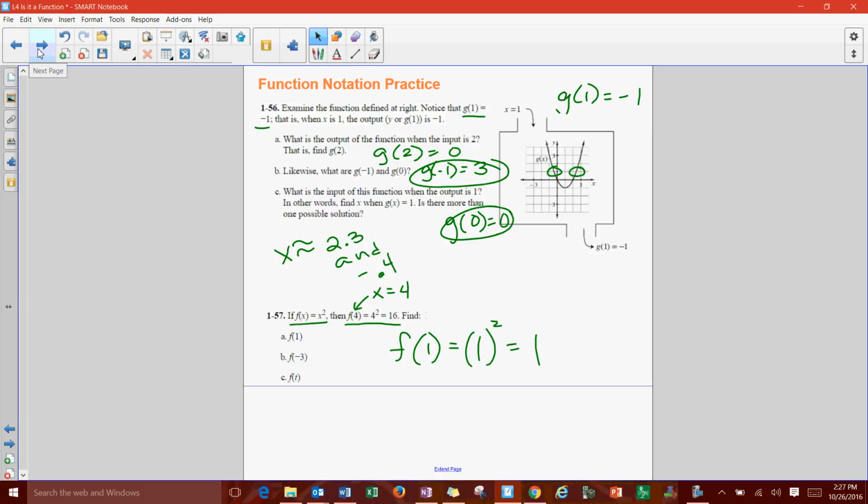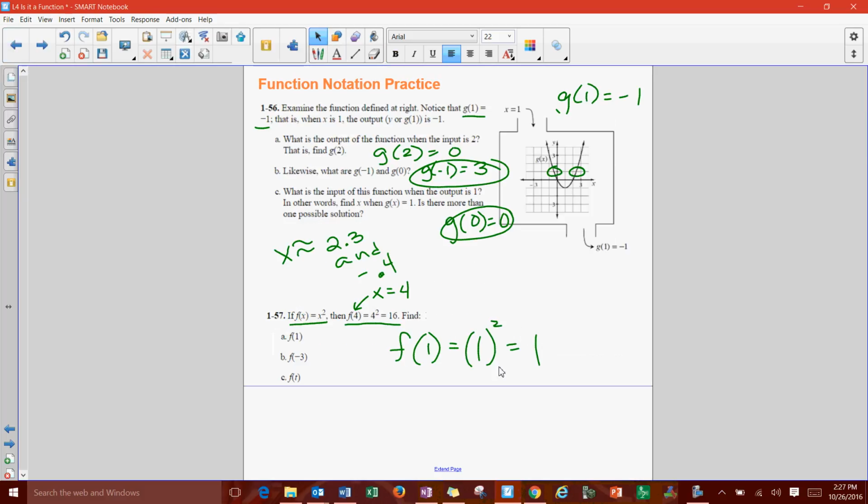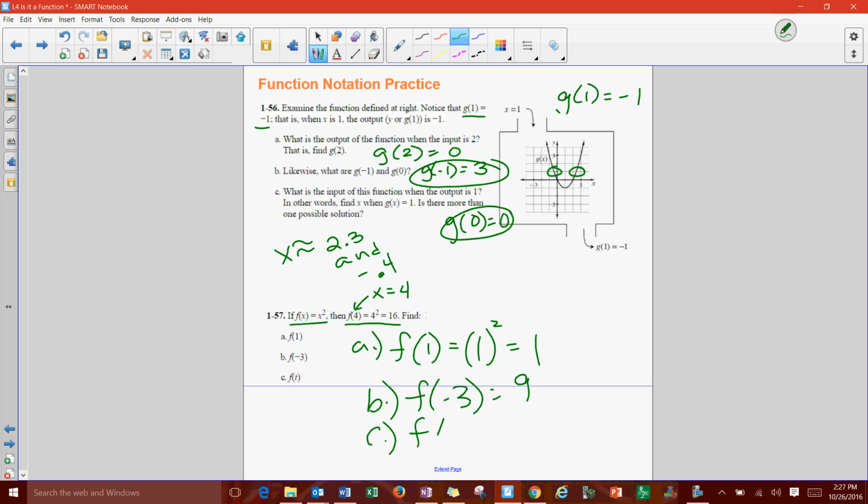And now that you've finished those 3 problems, here's some answers. So that was A. B should be f of -3 should be equal to 9. And C, f of t should be equal to t squared. Okay?